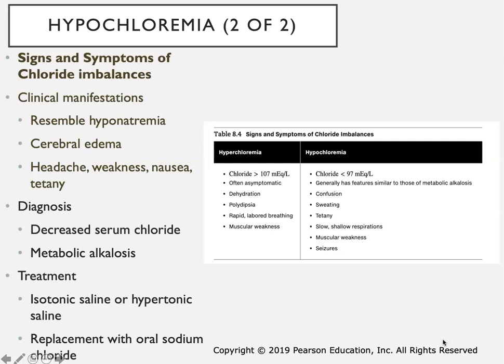All right, so for diagnosis, you're going to see decreased serum chloride levels. Hypochloremia is below 97, and greater than 107 is hyperchloremia. Treatment is isotonic saline or hypertonic saline, or replacement with oral sodium chloride. Simple as that, it's just giving a salt supplement. And again, take a look at this table comparing hyperchloremia versus hypochloremia.